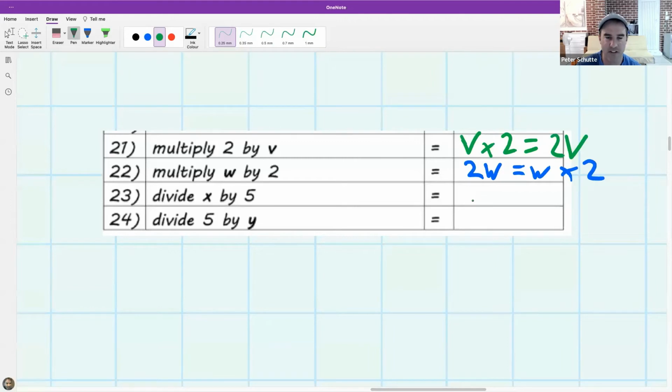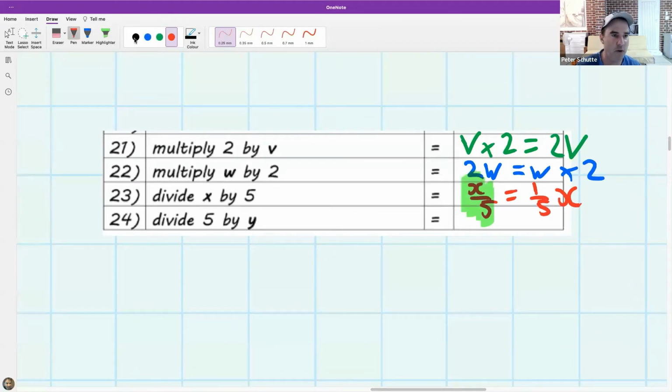Hello, sir. How's it going? I'm fine, you, sir? Very good. What can we do for 23? I think it's going to be x over 5. Perfect. Yes, divide x by 5. So 5 is the thing doing the dividing. If you want to be really sneaky, you can also write it as a fifth x, but I would advise you to write it like that, x over 5.